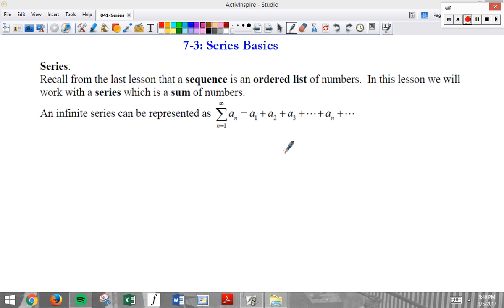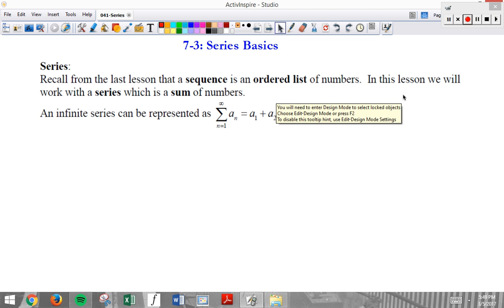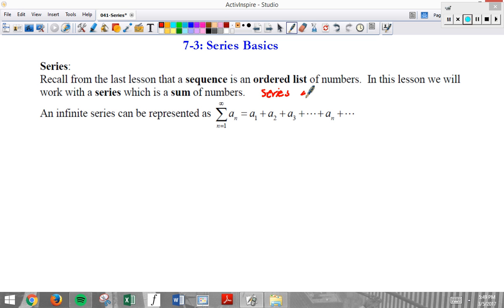The last lesson said that a sequence is an ordered list of numbers. In this lesson, I'm going to talk about series, which is a sum of an ordered list of numbers. So series are sums of sequences. I'm sorry, that writing turned out so ugly.